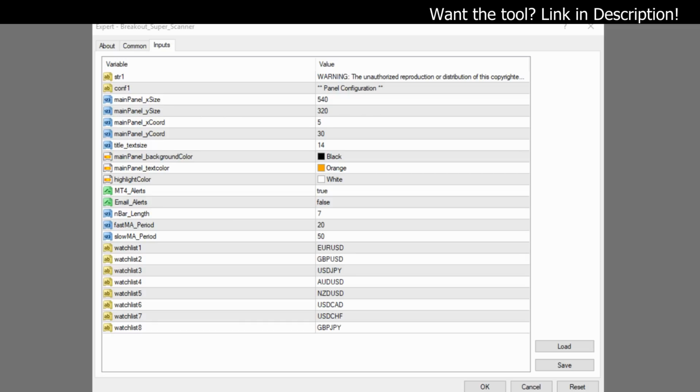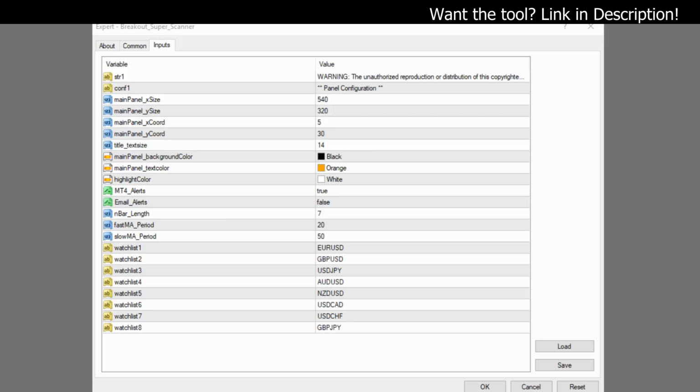You have your main panel information, so you have where it is on the chart, stuff like that. You have the title text size. You can change the text size. You can change the coloring of the tool if you'd like it to be a different color than black and orange. Sometimes people have trouble seeing it better or worse with different colors. Sometimes that can be helpful to change the colors there.